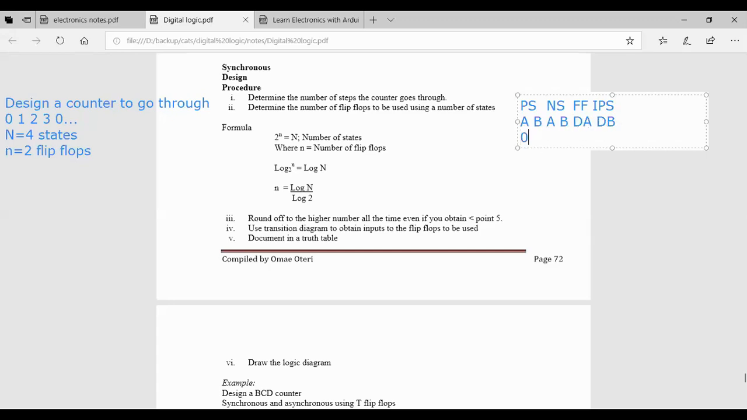And therefore, if you put 0 present state, please tell me what's the next state when you are at 0, 0? Now we are representing them in binary. So if you are at 0, 0, or if you are at 0, what's your next state?